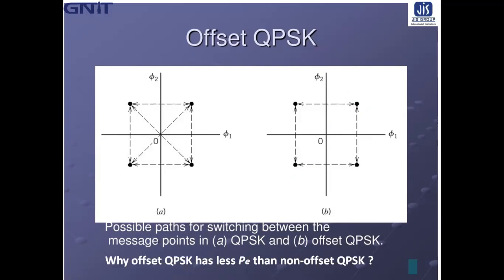So only a 1 bit error maximum is possible. The maximum chance of error is a 1 bit error. So obviously it has less error probability, which was also calculated in the last class when we determined the error probability of the QPSK signal.